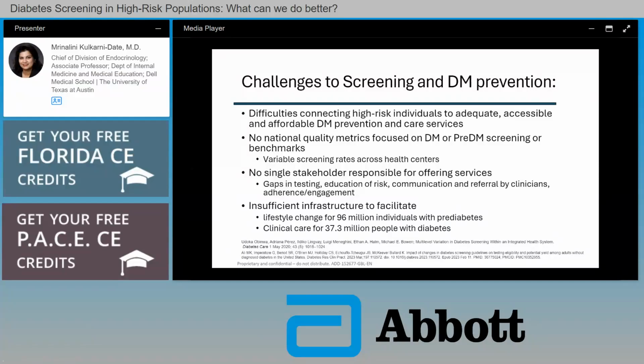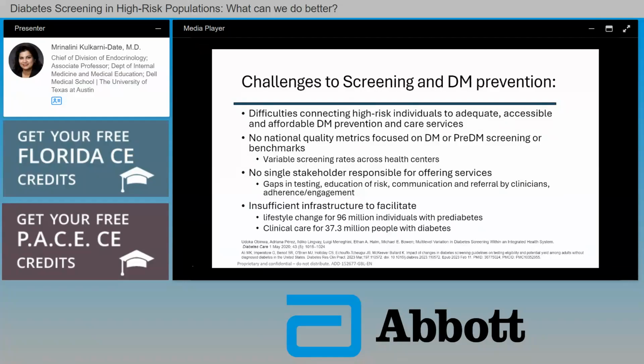We're not doing well with educating patients of their health risks. Communication and referral by clinicians is also inadequate and better in some places than others. And we also are limiting what we are doing in terms of seeing our patients adhering. Are they adhering to care plans? Are they engaging in care plans? How can we get better at that? And we have insufficient infrastructure to facilitate this.